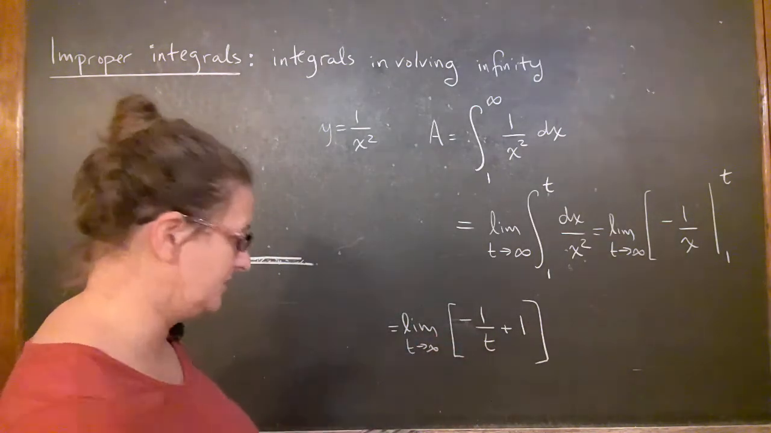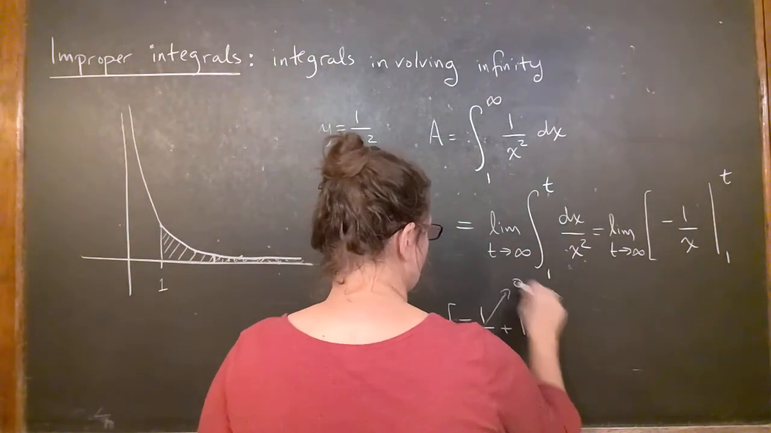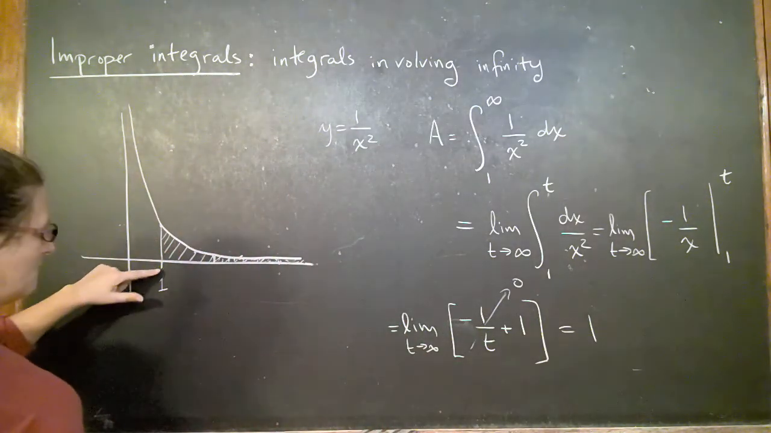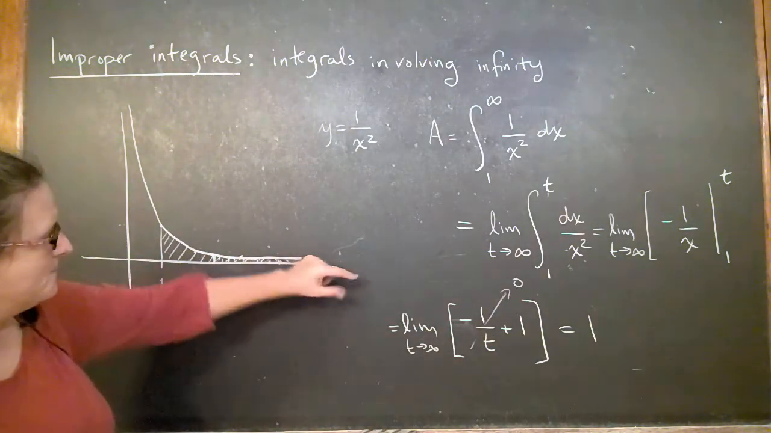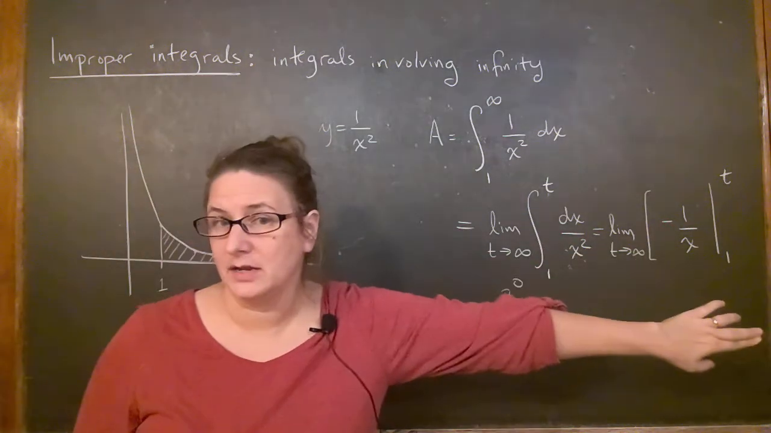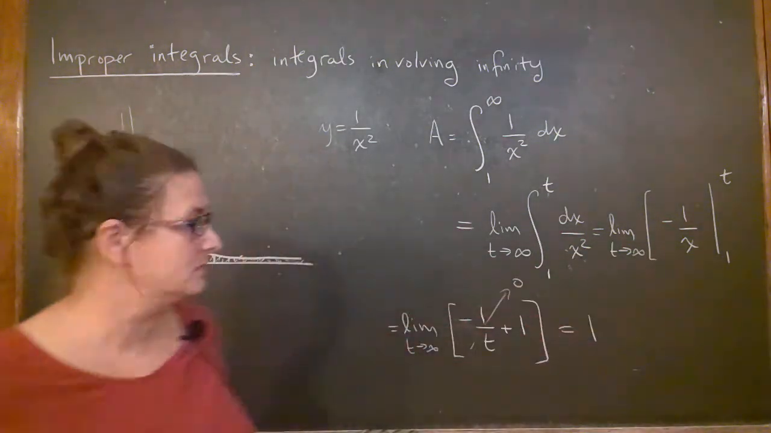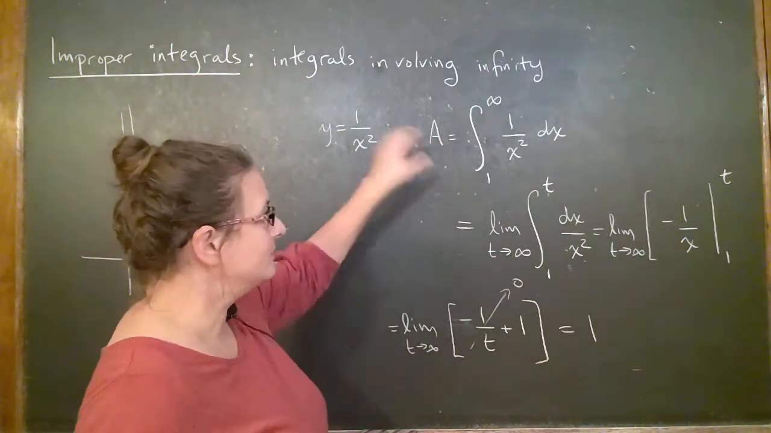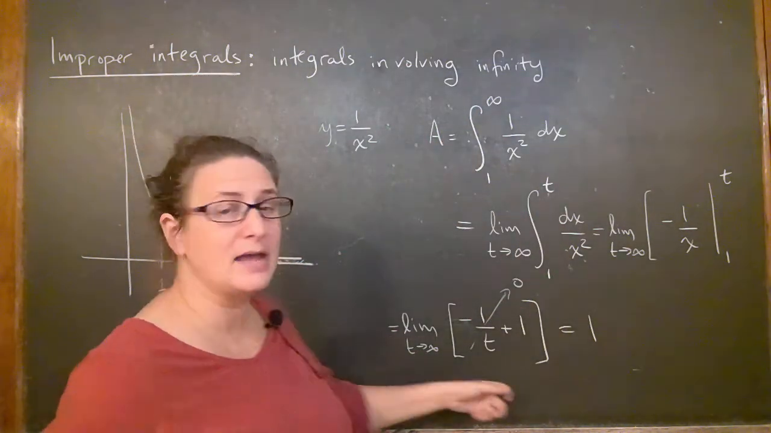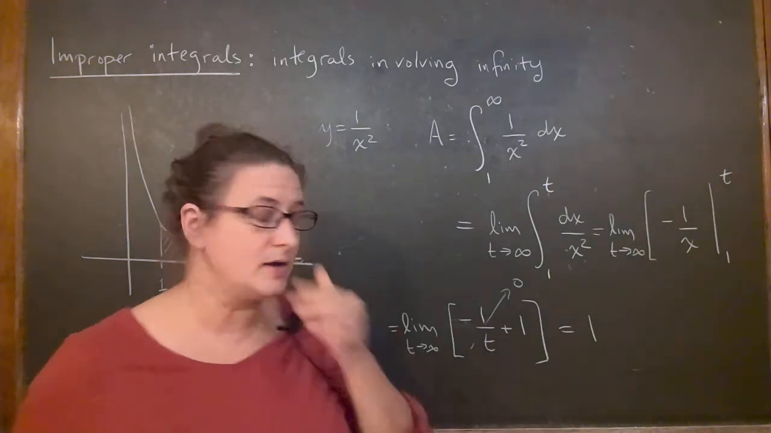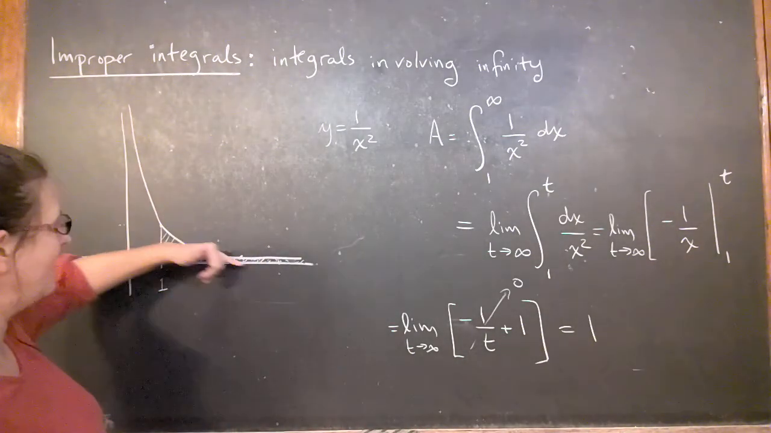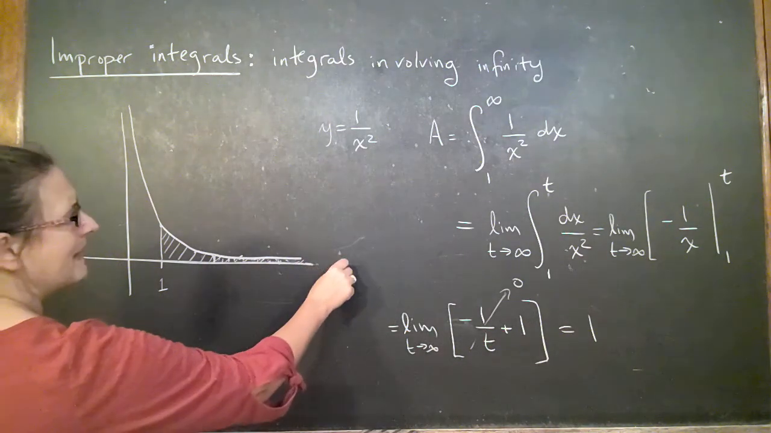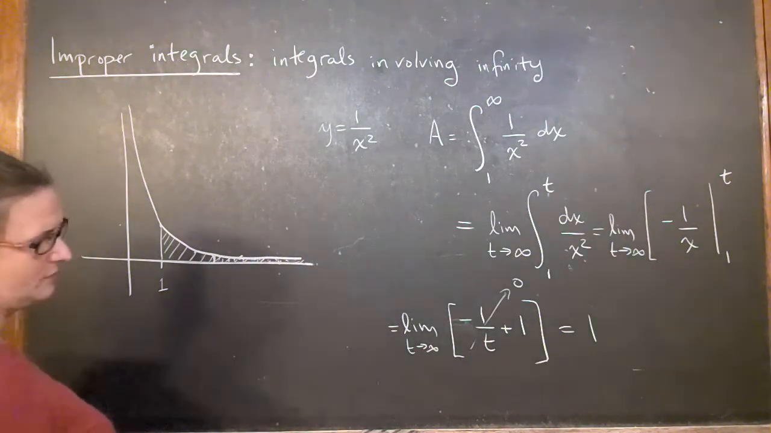This first part just goes to 0, so I get 1. So even though my area is going out infinitely, it has a finite number. Even though this integral has an infinity in it, once I write it like this, I'm able to get a finite number, a finite area. That's because this goes down so fast that very quickly, I'm not adding very much more as I take that t further and further and further.